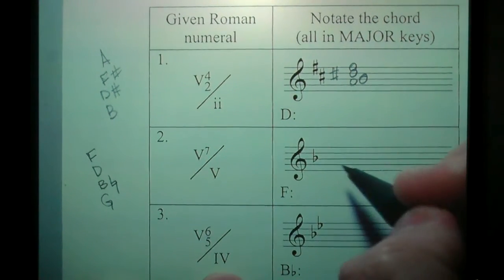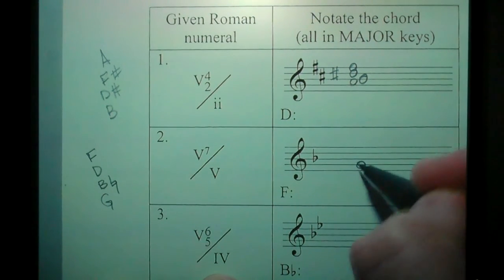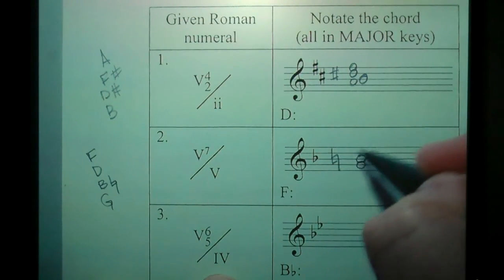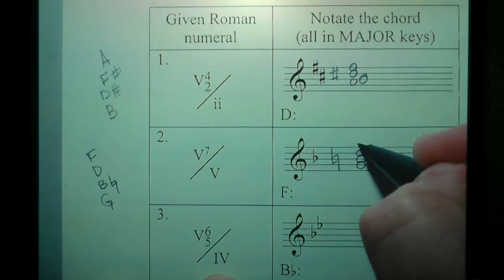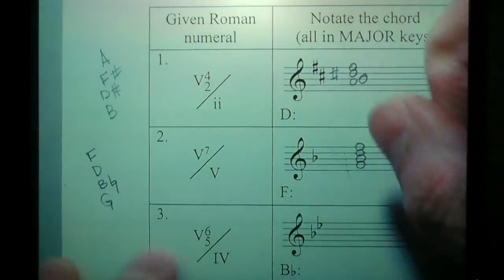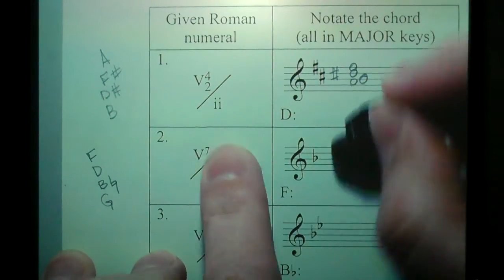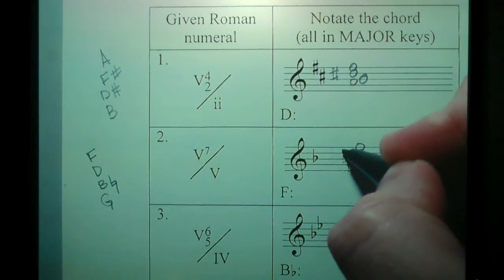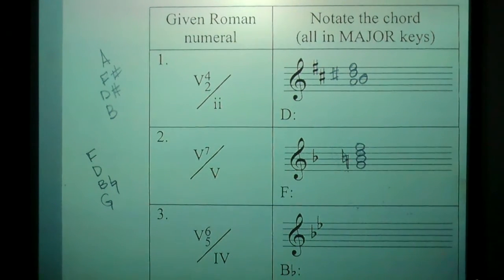Okay, so let's do that. We're in the treble clef. There's the root in root position, G, B natural, D, and F. In fact, let me put my natural even closer so there's no confusion. There we go. That is my final answer for that one.